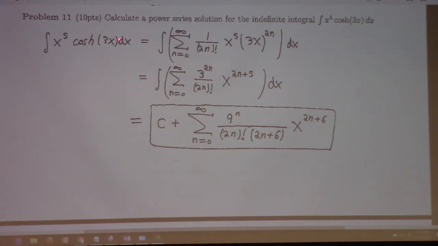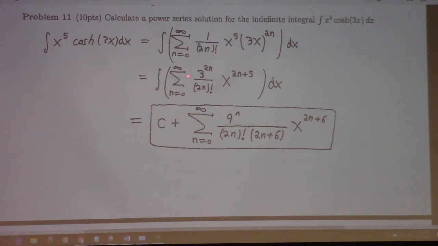So all you got to do is just convert this to a power series. So 1 over 2n factorial, 3x to the 2n. That's just substitution of 3x into the Cauchy series. This x to the 5th rides along. And then you have to clean it up before you do integration.